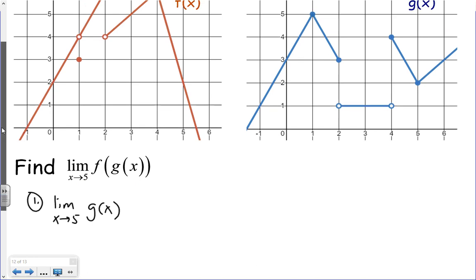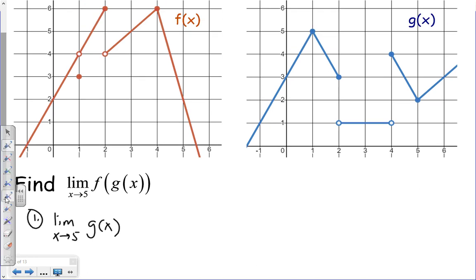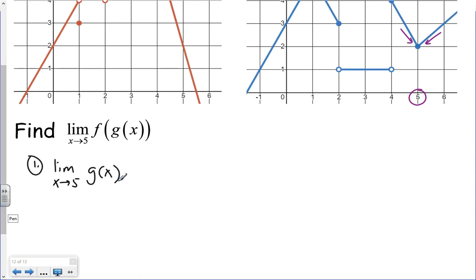So if I look at the inside function, g of x, and what's happening at 5, so here's 5. Again, if I jump on the curve and go for a ride here, as I approach from the left side and the right side, it looks like in both cases I'm approaching a value of 2. So the answer there is yes, the limit exists, and it is equal to 2.